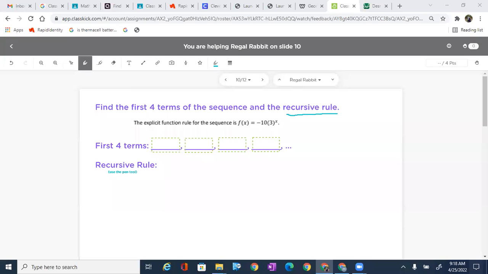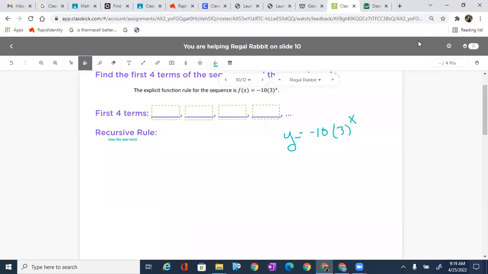All right, we're going to go ahead and look at an exponential equation and how we convert it back to its recursive rule. So let's find the first four terms of the sequence and the recursive rule. It gives us this exponential function, y equals negative 10 times 3 to the x, in function mode. Let's find the first four terms of the sequence. So what it's actually asking us to do is find the first term, the second term, the third term, and the fourth term.